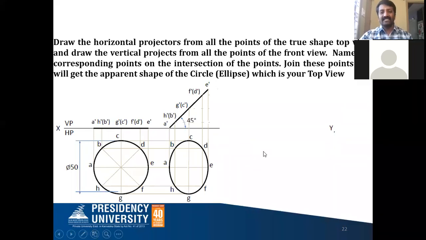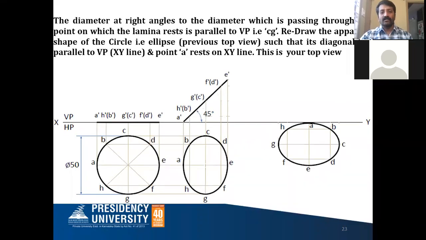Now the last sentence he has given here to draw this: he says the diameter at right angles to the diameter which is passing. So which is the diameter which is the resting point? A is the diameter. Okay, the point where it is resting on HP. A is the diameter, correct? The information he has given, just once again I'll read it.